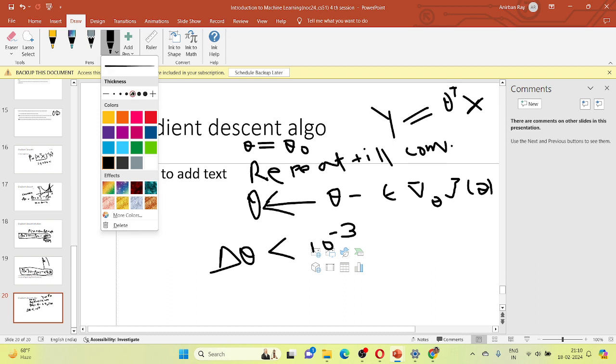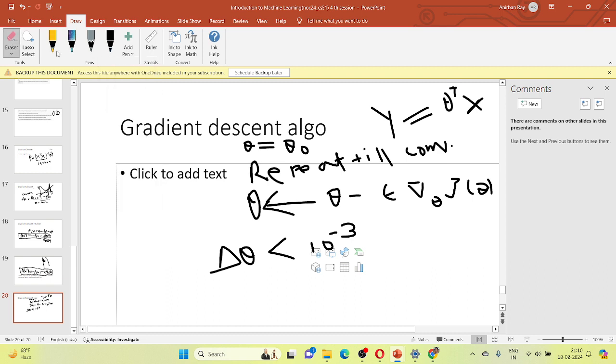Or maybe 10 to the power minus 3, 10 to the power minus 5, 10 to the power minus 4, 10 to the power minus 2. Anything you are happy with. So this is the criteria for convergence. What does this mean? You have got to the optimal theta that you are looking for.